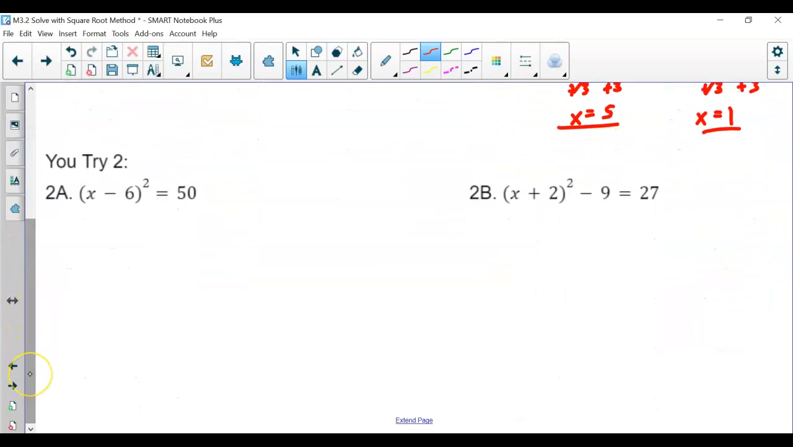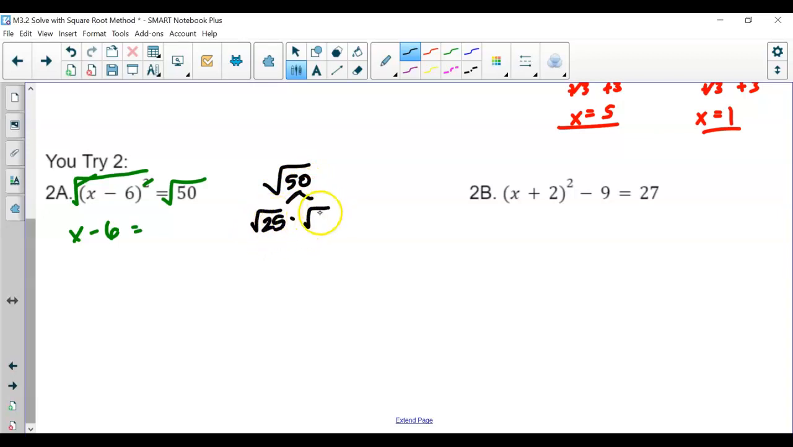Go ahead and pause the video now and try the 2 You Tries on your own. And here we go. So you should have noticed here you needed to take the square root first, get rid of the exponent, bring down x minus 6. Now, radical 50 is not a perfect square, but it can be simplified because it has a perfect square factor of 25. 25 times 2, which gives you 5. So plus or minus 5 radical 2.